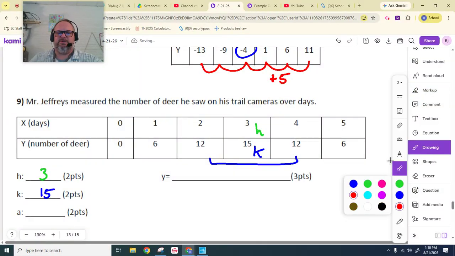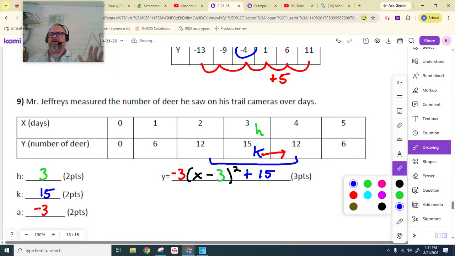Now, to get our a value, we go from here, here. If I was at 15 and I moved to 12, what happened? Minus 3. So you would do it like this. x minus 3 goes here. Yep, that's things blinking again. Plus 15. All right.